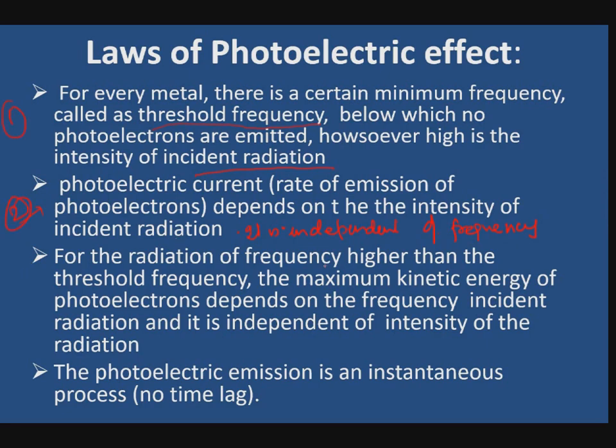सो ये सेकंड लॉ है. थर्ड लॉ कहता है कि for the radiation of frequency higher than that of the threshold frequency, the maximum kinetic energy of the photoelectron depends on the frequency of the incident radiation. मतलब क्या है कि यहाँ पे जो काइनेटिक एनर्जी है वो फ्रीक्वेंसी पे डिपेंड करती है. काइनेटिक एनर्जी depends on frequency of the incident light. इस पे तो डिपेंड करती है, लेकिन ये इंटेंसिटी पे डिपेंड नहीं करती. It is independent of the intensity of the radiation.